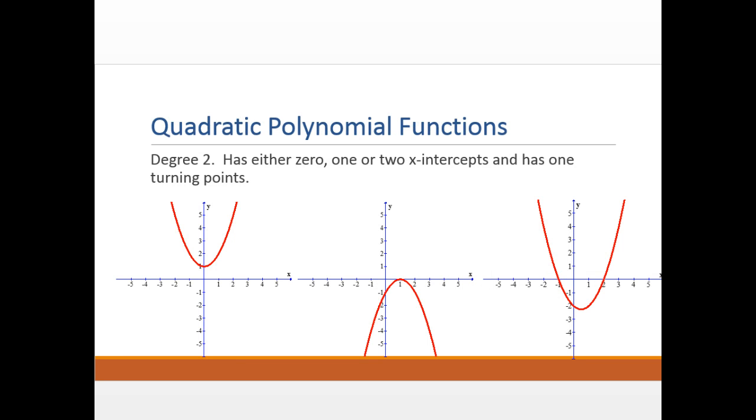For linear functions, notice linear functions have a single x-intercept, but linear functions also do not have any turning points. We looked at quadratic polynomials before. A quadratic polynomial can have 0, 1, or 2 x-intercepts. Here's an example of 0 x-intercepts. Here's an example of 1 x-intercept where it goes up and just touches the x-axis and comes back down. And here's an example of 2 x-intercepts where it passes through and then comes back and passes through again. All quadratic polynomials have a single turning point.